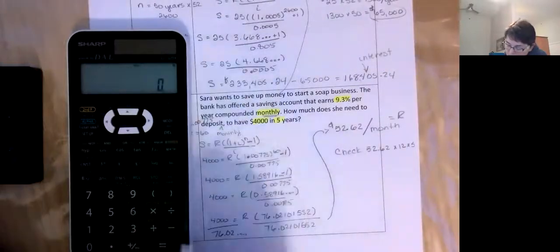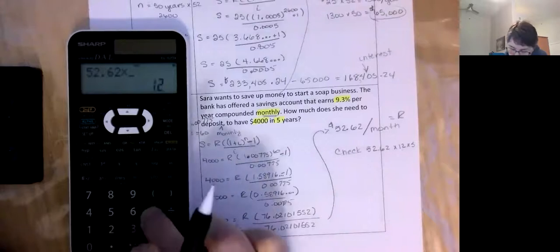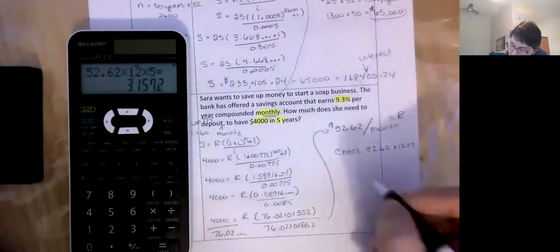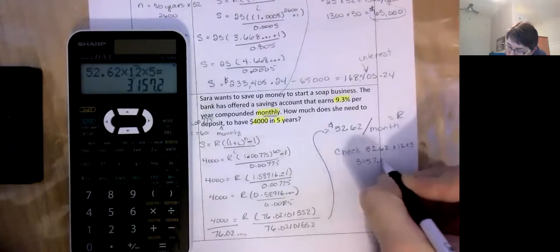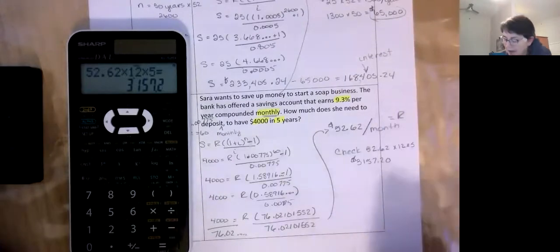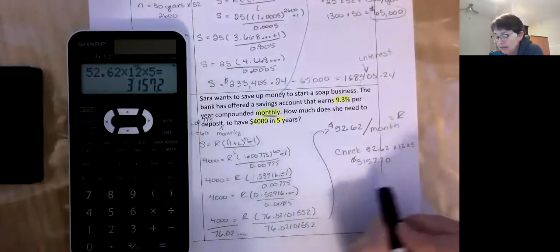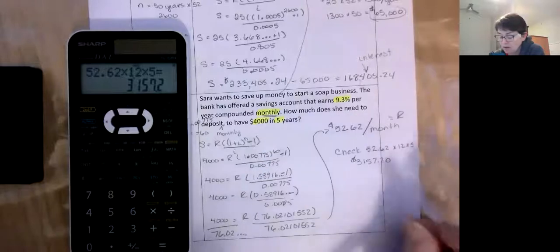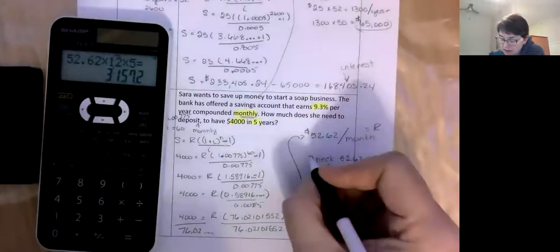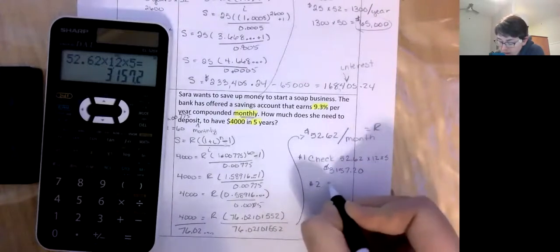Well, gives me an error. 52.62 times 12 times 5. All right, so 3157.20. And that's okay, because remember, she's getting some interest from the bank. So when I did this, this number should have been and is less than the $4,000 she wants. So that's good. So this is number 1 check.